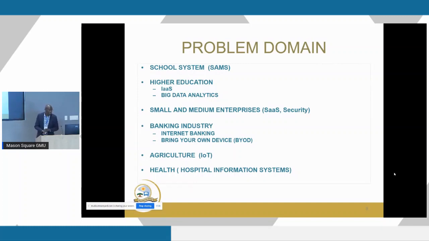We also look at small and medium enterprises, where we've looked, for example, at software as a service, or even looking at issues of security. And we've also done some work in the banking industry, looking, for example, at the use of internet banking, and also looking at bring your own device, or what is called BYOD. And also we've done some work in agriculture, where we're looking at the use of IoT, and also in health, we've also looked at the health information systems.